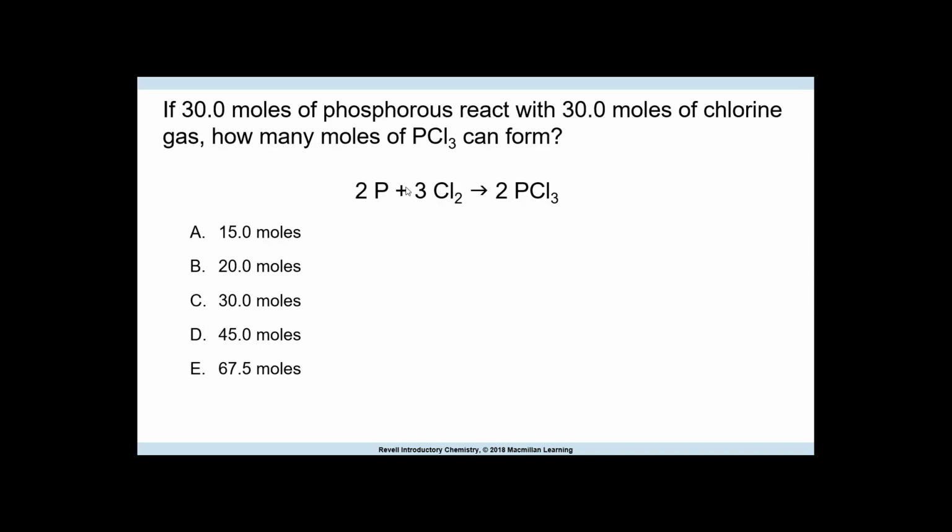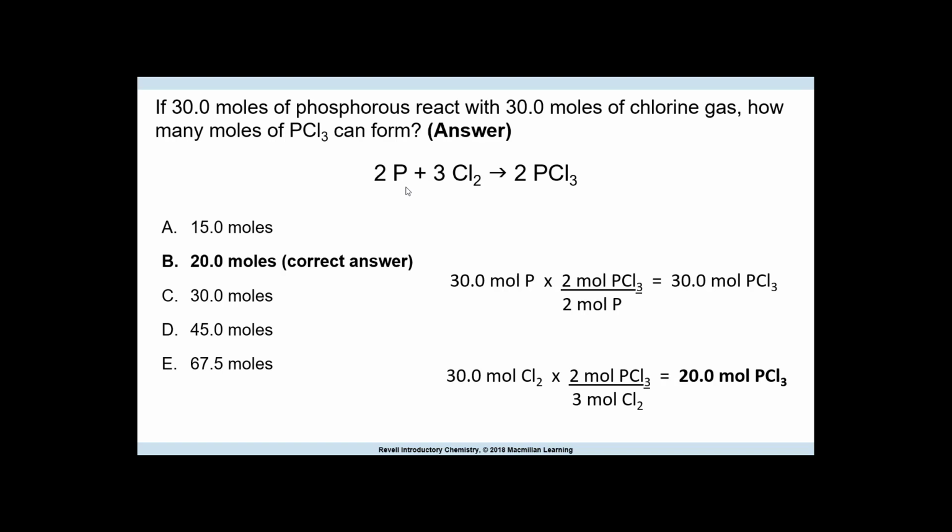If 30 moles of phosphorus react with 30 moles of chlorine, how many moles of phosphorus chloride can form? And here is 20 moles. So see, sometimes you don't have to use the ICE table. You can, if you're comfortable with it, use it all the time. I am so used to doing dimensional analysis. I do it like this, even if I can do the ICE table, because I'm just so used to doing it like this.